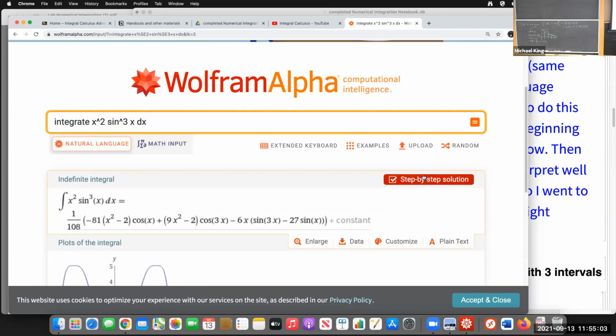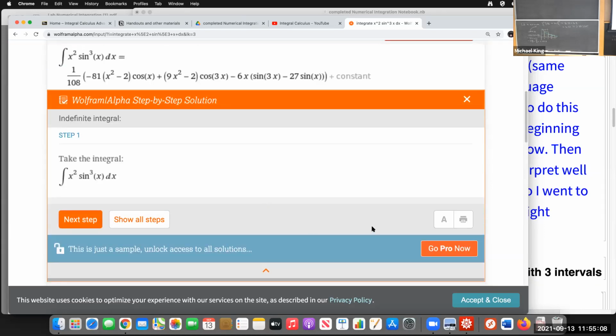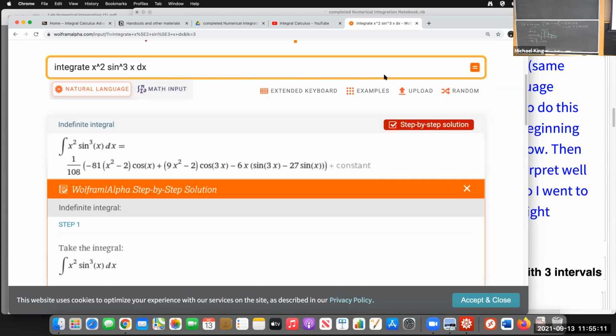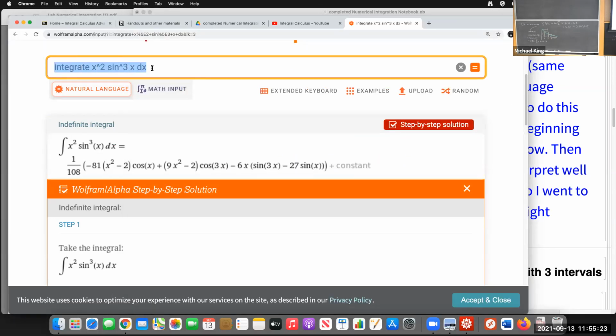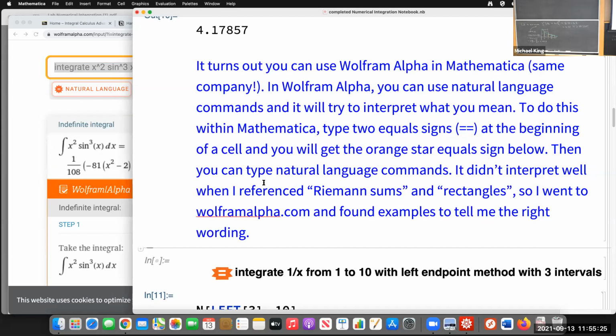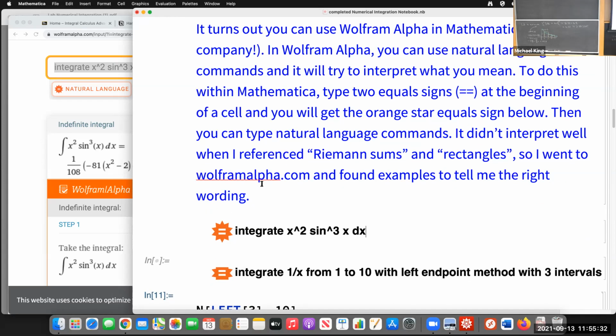It also has a step-by-step solution, except I think you have to have Wolfram Pro. You have to subscribe, you have to pay for it. But in Mathematica, you don't. In Mathematica, you can actually use Wolfram Alpha. So let me copy this and go back to Mathematica. You type the equal sign twice at the beginning of a cell and it makes this orange star, which is basically Wolfram Alpha input. And then I hit Shift Enter, and it will actually give you Wolfram Alpha output.